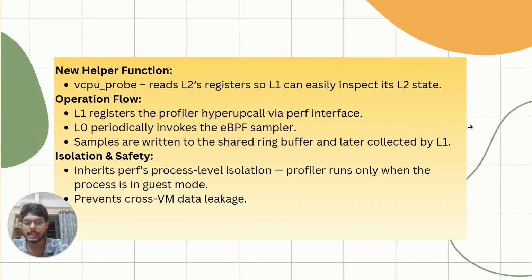We also introduce a helper function called vCPU probe, which lets L1 easily inspect the state of L2 virtual CPUs. This approach achieves both low latency and isolation, since profiling runs only when the process is in cache mode, ensuring no cross-VM data leakage.